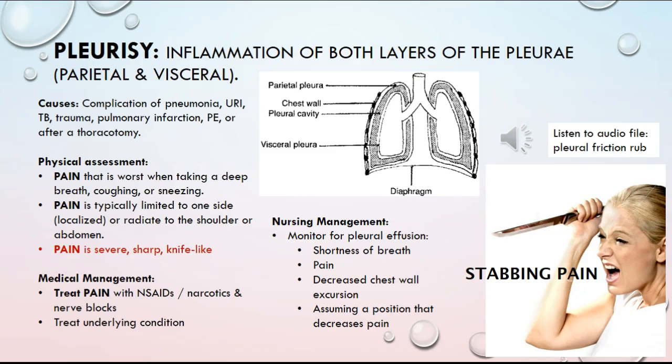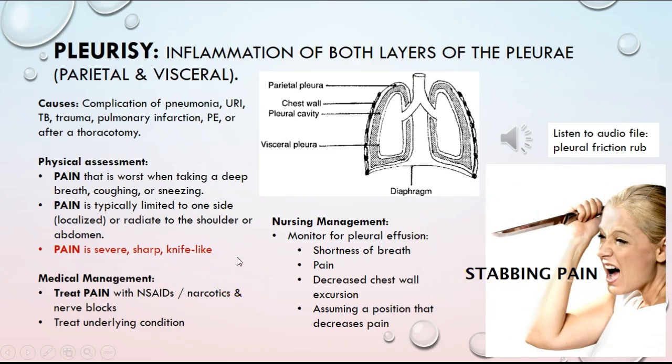So pleurisy can be a complication of a lot of different infections. But in terms of assessment, there's going to be pain that is worse with taking a deep breath, coughing, or sneezing. It's typically limited to one side or radiates to the shoulder or abdomen. Big thing is that the pain is severe, sharp, and knife-like. So don't forget this image here.